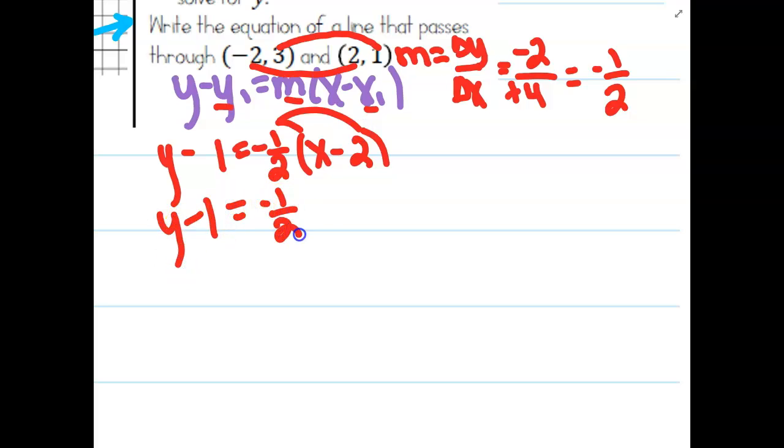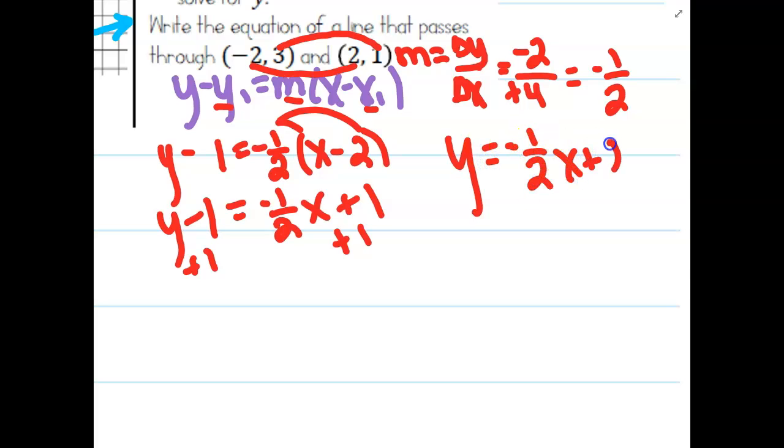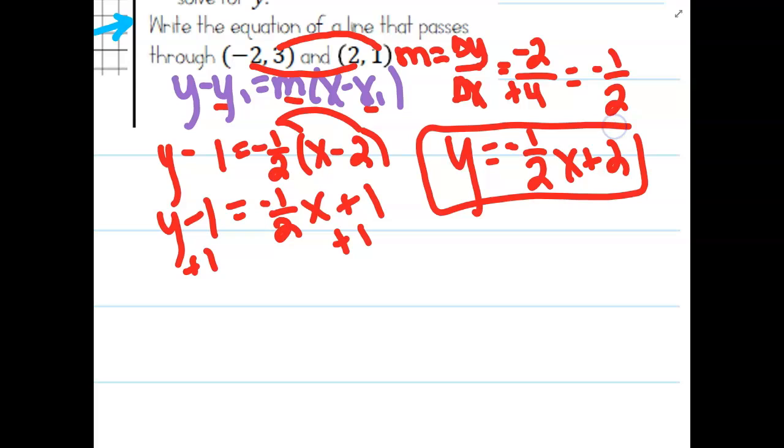We'll do negative 1/2 x. Don't forget to distribute this to the second number. Negative 1/2 times a negative 2 is going to give me a plus 1. And then lastly, to get into y equals, I just need to get rid of the minus 1. So I will add 1 to both sides. We have y equals negative 1/2 x plus 2. There's the equation of your line.